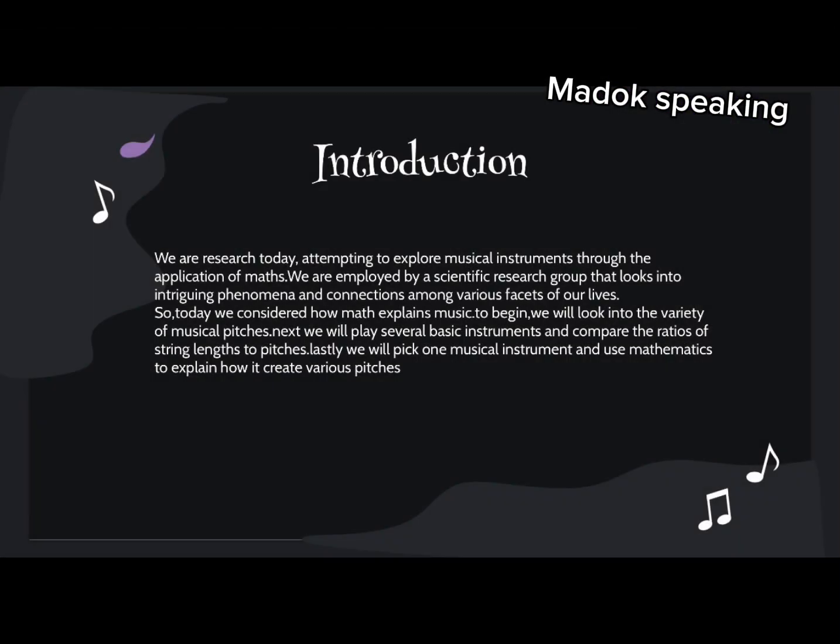Introduction. Today we are researching and attempting to explore musical instruments through the application of math. We are employed by a scientific research group that looks into intriguing phenomena and connections among various facts of our life. So today, we consider how math explains music.